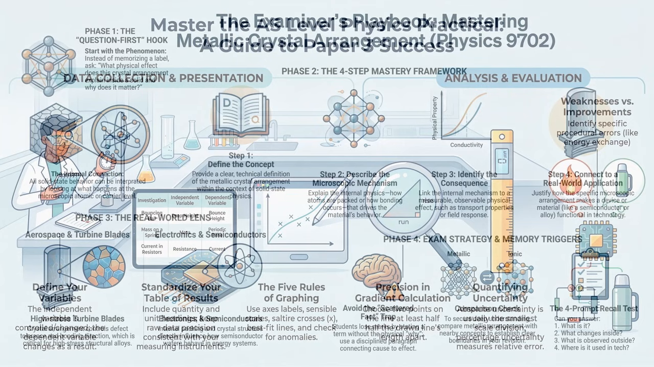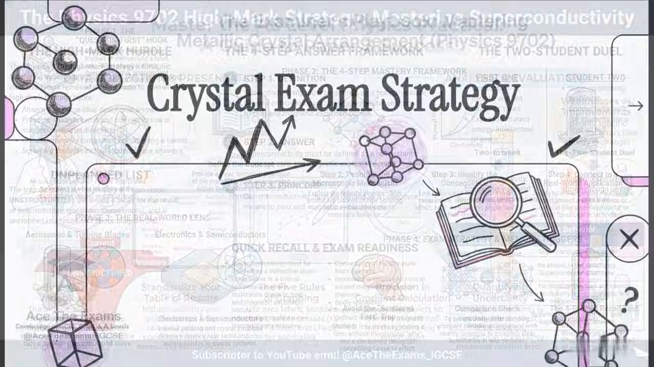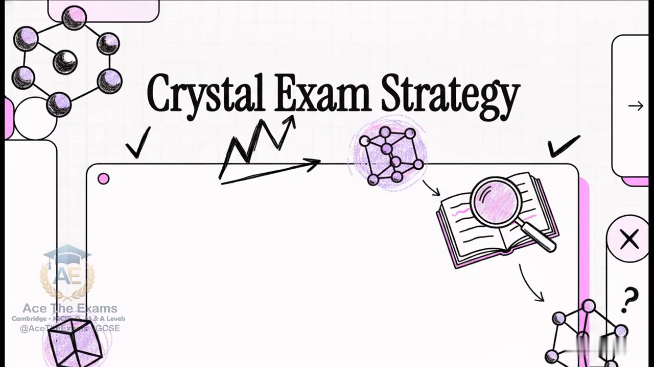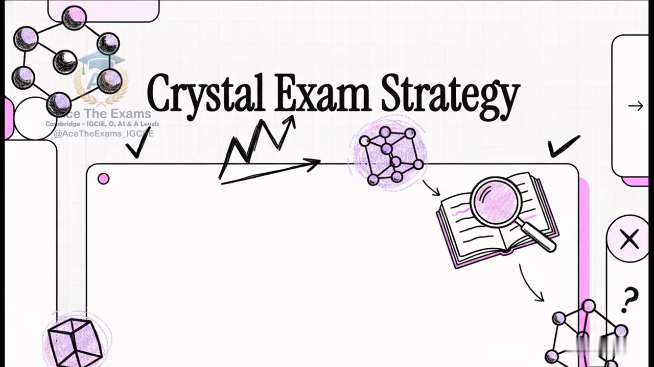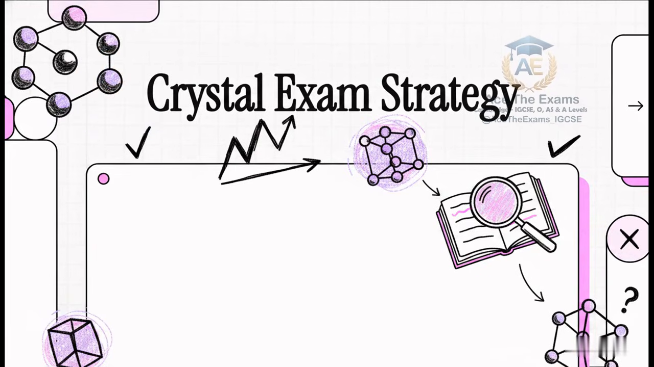Let's confront a seriously frustrating reality for you Cambridge 9702 physics students out there. Losing those super easy grade boundaries on crystal structure questions. I mean, you've read the textbook, you've highlighted all the definitions, and yet, when that paper comes back, the marks just aren't there. Well, today we are going to fix that by decoding exactly what the examiner actually wants to see. Let's get right into this explainer.